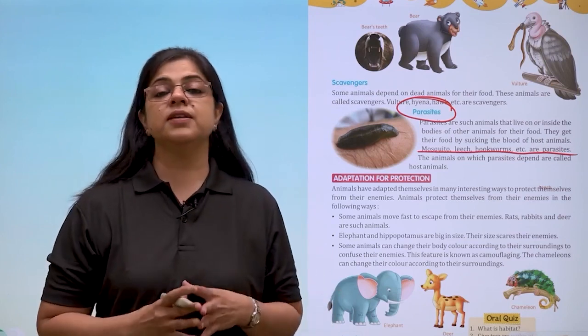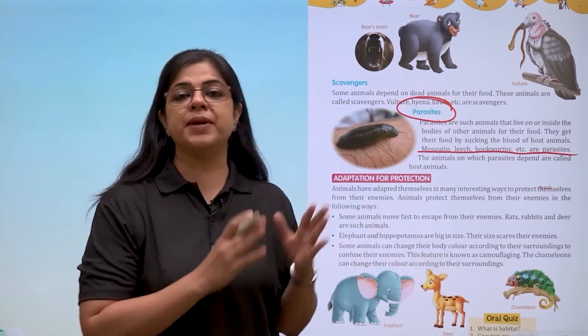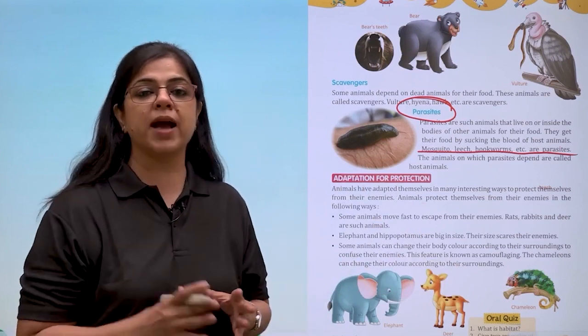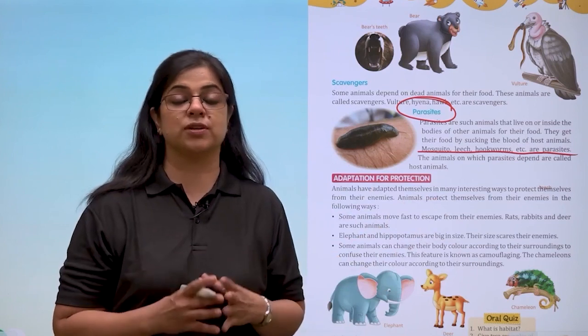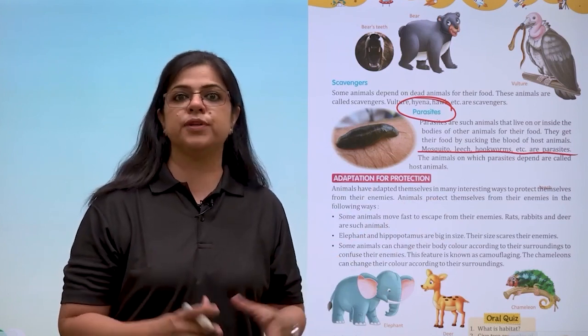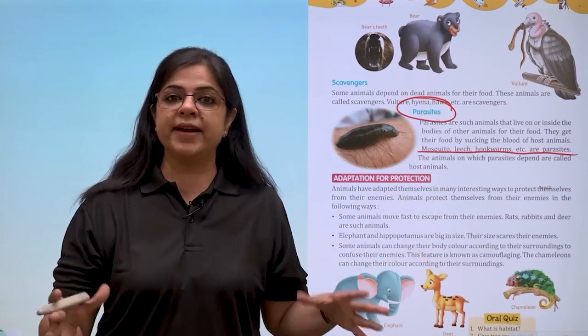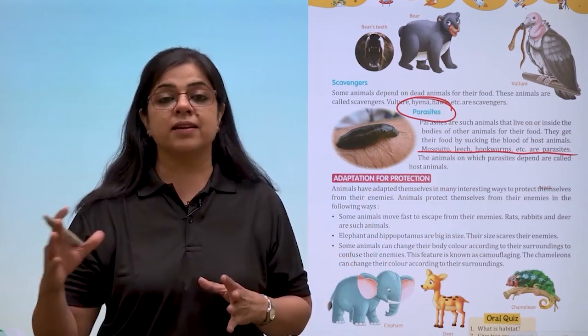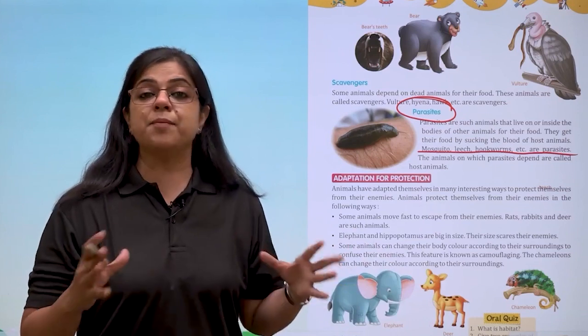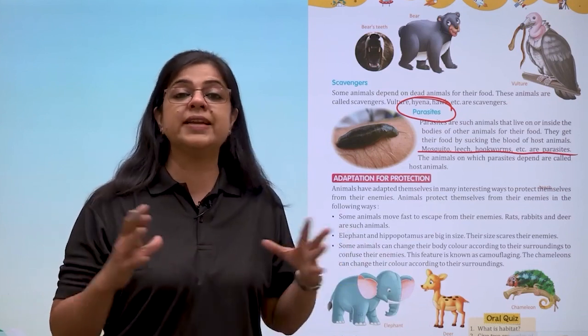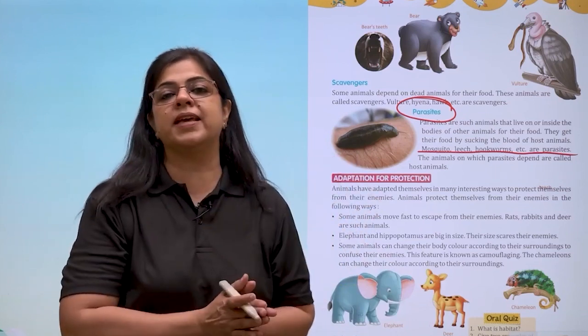So we have learned adaptation depending on habitat, adaptation depending on food habits. Now let us learn about adaptations based on protection. So some animals like the elephant are very big. The predators or the beasts like lion, tiger, etc., they get very scared of them. Some animals have got a skin color which merges with the environment.